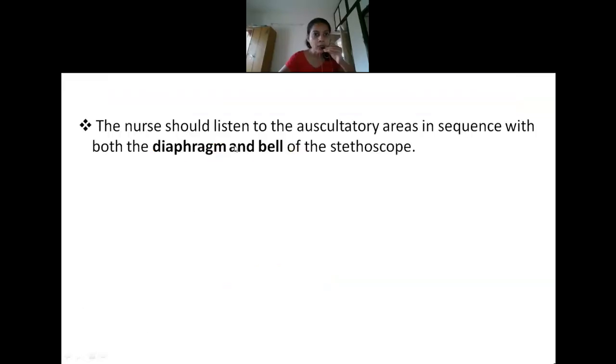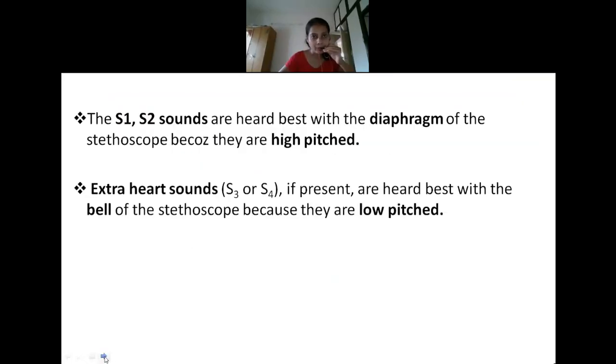So the nurse can auscultate and can use the diaphragm as well as the bell. I have already told about this. The diaphragm you can use for high pitched sounds, and the bell you use for low pitched sounds.